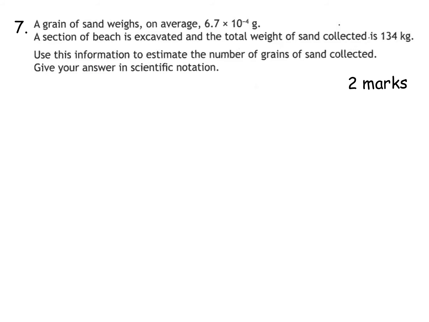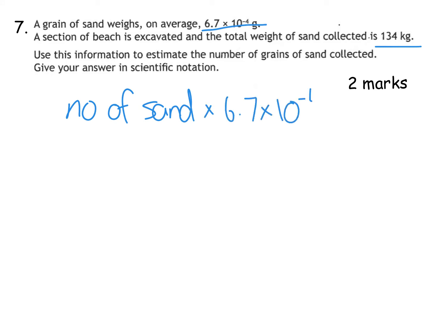This would normally come a bit earlier on in a paper. So we're told the weight of a grain of sand, this teeny tiny number. We're told a section of the beach is cleared and the total weight of sand is this number. We have to use this information to estimate the number of grains of sand. So what we have is the number of grains of sand times the weight gives us 134.